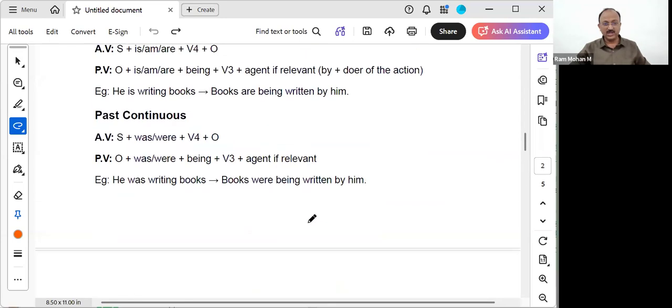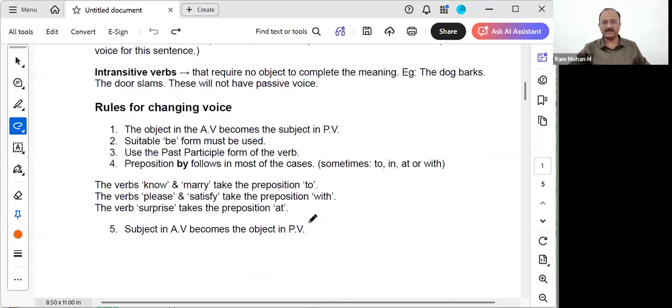So what we do, just we'll recap the rules once before going to the exercises. The object in the active voice will become the subject in the passive voice. And vice versa, subject in the active voice becomes the object in the passive voice. Subject and object will get interchanged, that means they will be interchanging their position. And always, when we are writing in the passive form, a suitable be form must be used. The be forms are am, is, are, was, were, or we'll be using be, been, being. These are all called the be forms of the verbs, helping verbs. The suitable one will be used.